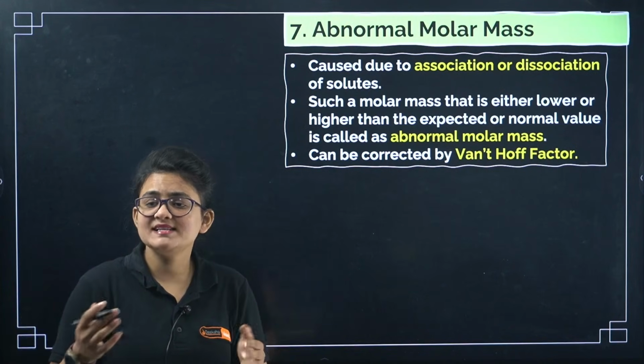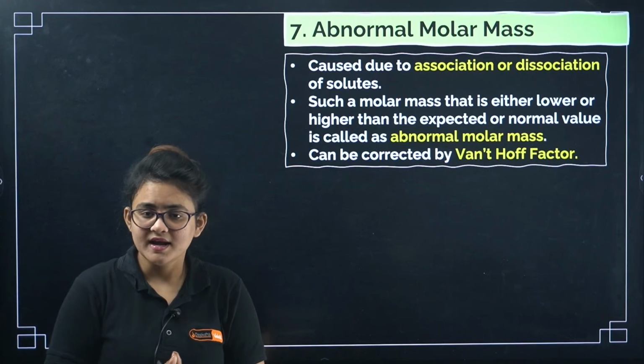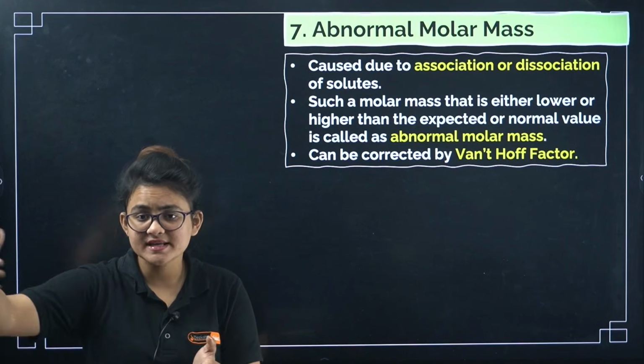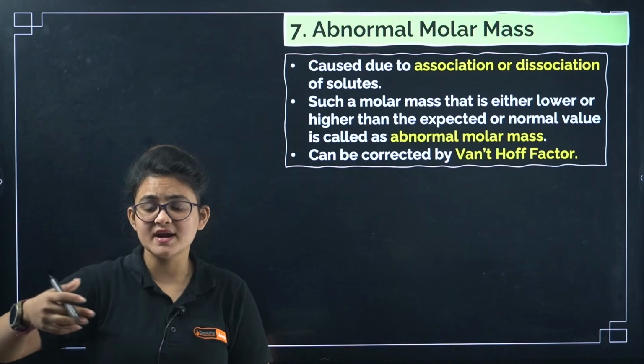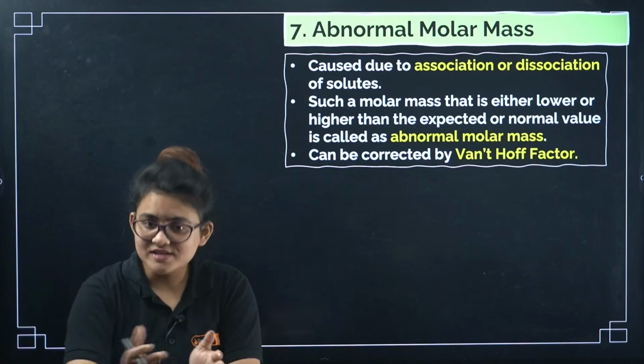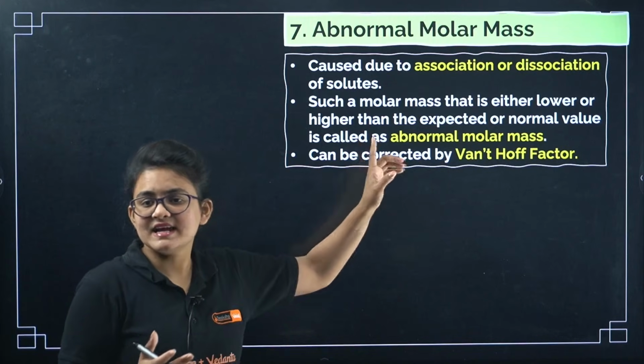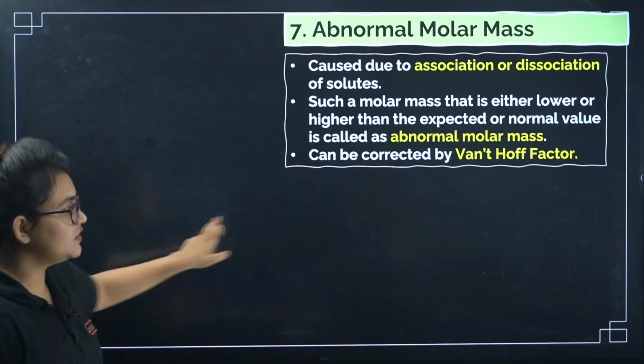Association is what? Let's say I'm adding benzoic acid. So they will dimerize, or acetic acid, they will dimerize, right? Acetic acid will dimerize because of the hydrogen bonding. With association, the molecular mass will increase, right? So that can be corrected utilizing the Van 't Hoff factor.